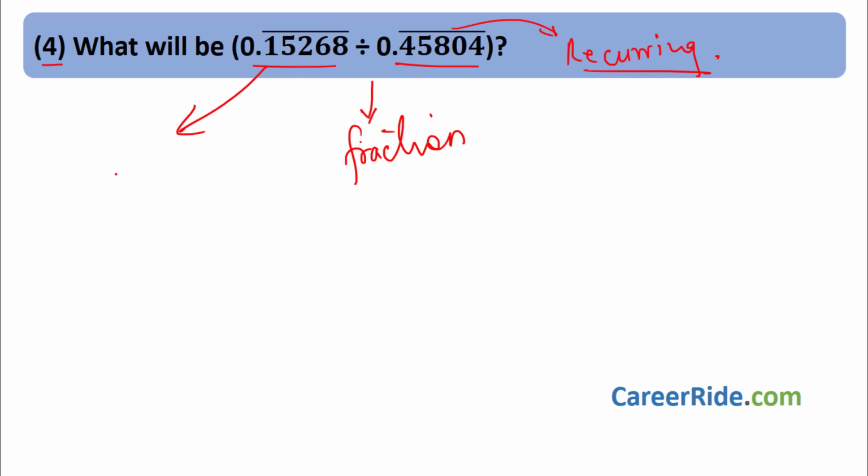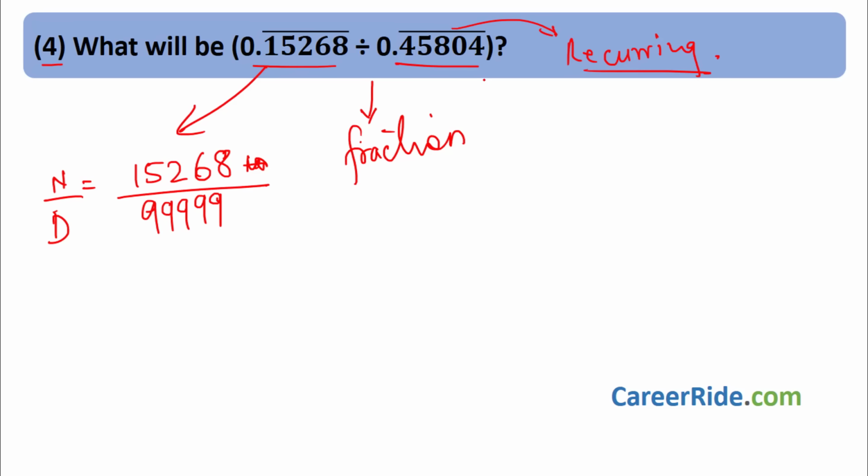What will be the fraction of this? There would be numerator, there would be denominator. Okay, how many numbers are there below the bar? There are 5 numbers, so there will be 5 9s. How many numbers are not there below the bar? No number, so there would be no 0. What would be the numerator? 1 5 2 6 8 minus, since there are 5 numbers below the bar, but there is no number which does not have a bar above it, so there is no minus. Okay, so this would become this, and this fraction would be simply again similar 9 9 9 9 9 and 4 5 8 0 4.